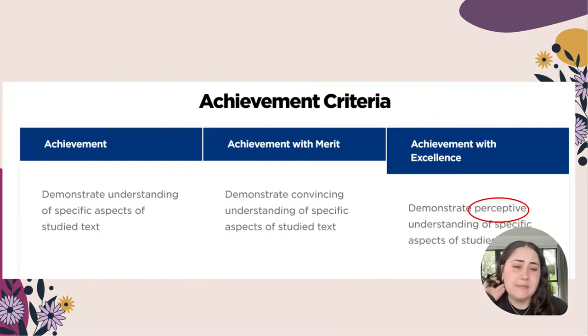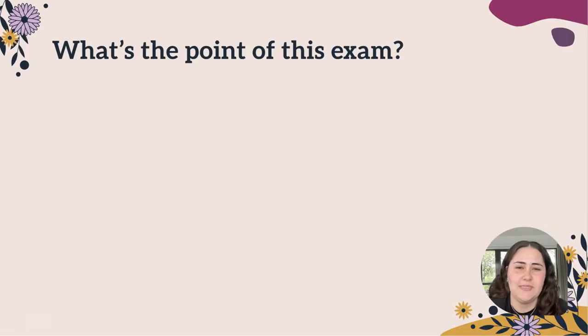To get excellence, you need to be perceptive. To get merit, you need to be convincing. And then to get achieved, you just need to understand the aspects, which might not mean much to you now, but I'm hoping that by the end of this video, it will make a lot more sense.